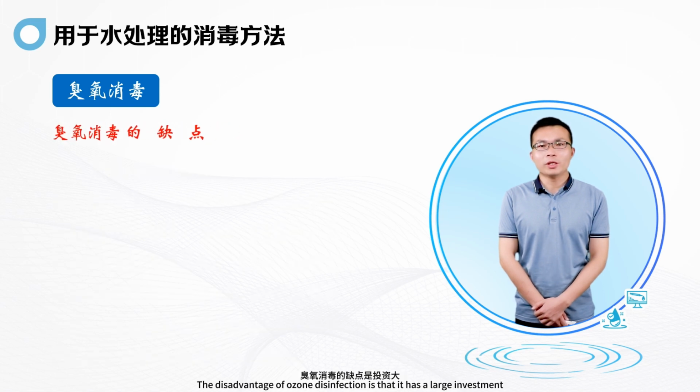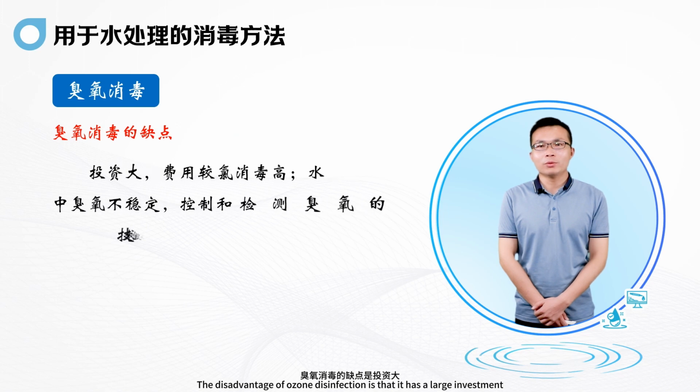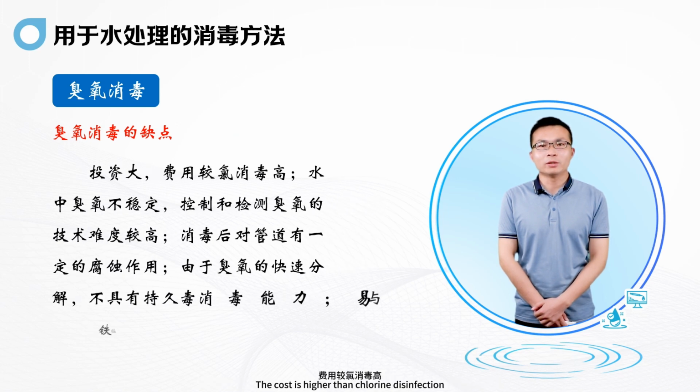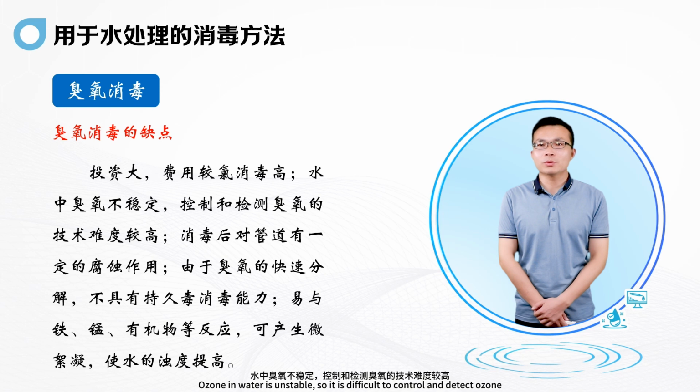The disadvantage of ozone disinfection is that it requires a large investment. The cost is higher than chlorine disinfection. Ozone in water is unstable, so it is difficult to control and detect ozone. After disinfection, it will corrode the pipeline to some extent. Because of the rapid decomposition of ozone, it has no lasting disinfection ability, and it is easy to react with iron, manganese, organic matter and the like. It can produce microflocculation and improve the turbidity of water.